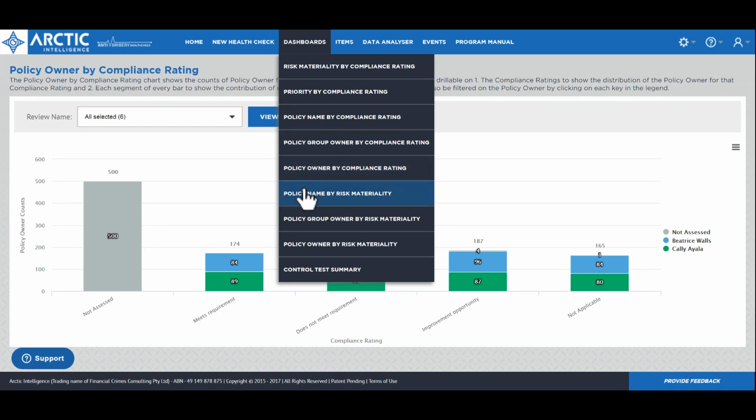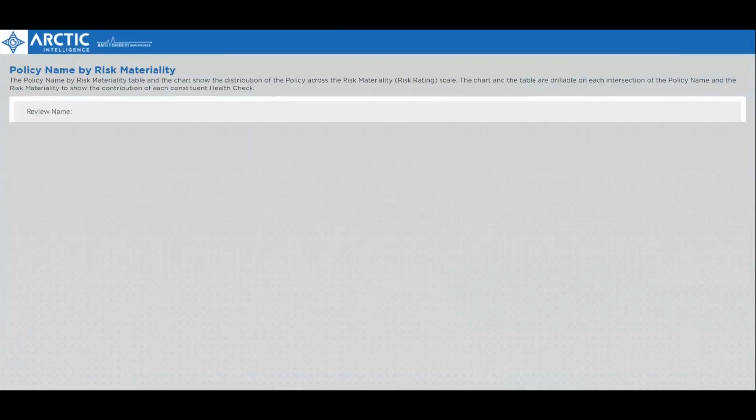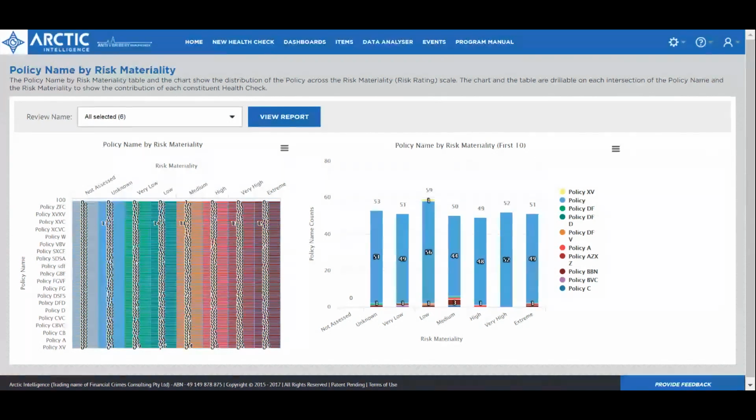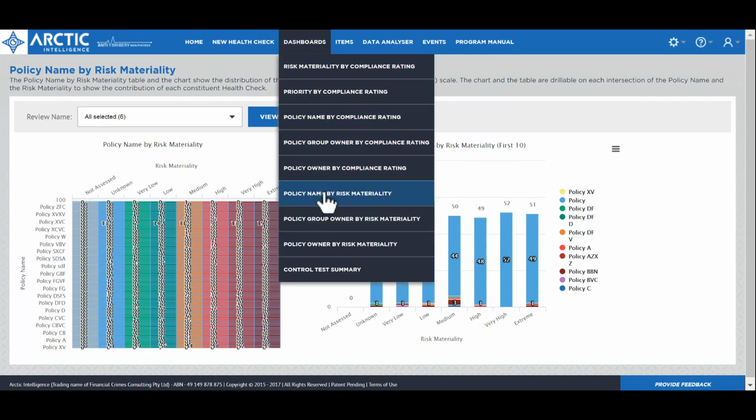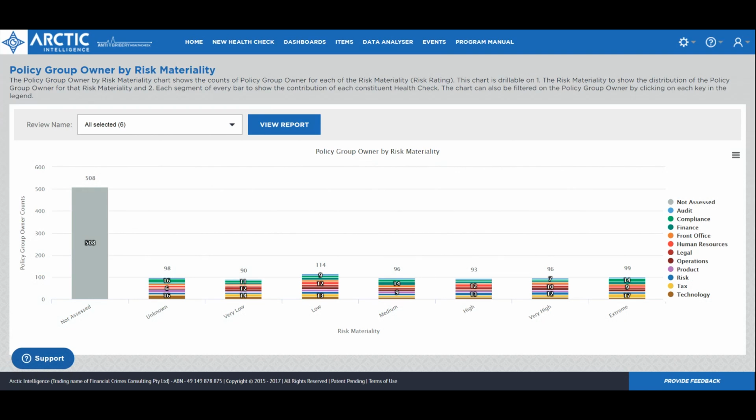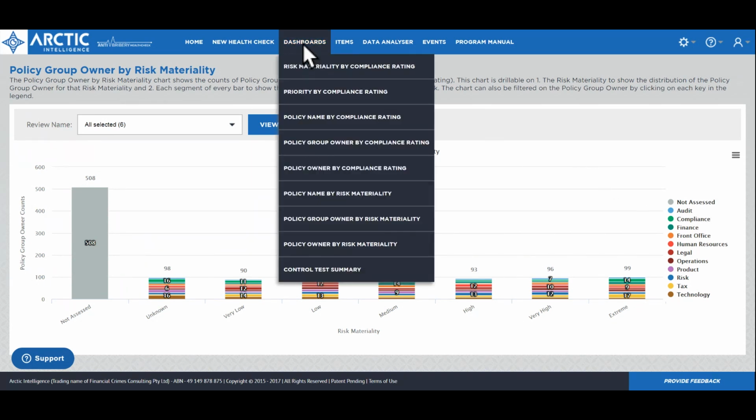Dashboard 6 is called Policy Name by Risk Materiality, which summarizes internal policies and procedures most frequently associated with higher risk materiality obligations. Dashboard 7 is called Policy Group Owner by Risk Materiality, which summarizes the functional and individual owners of policies and procedures most frequently associated with higher risk materiality across different obligations.